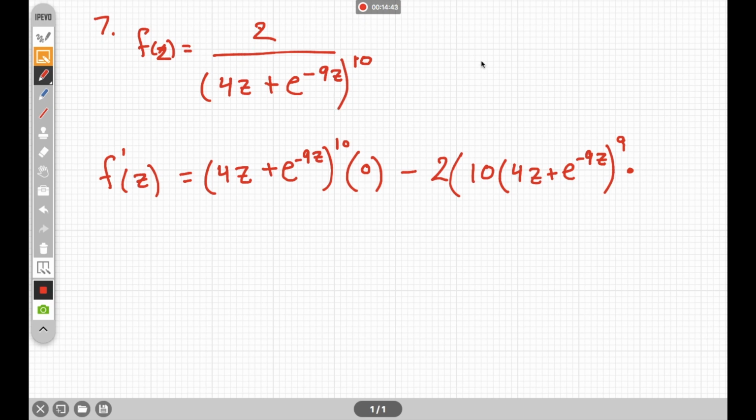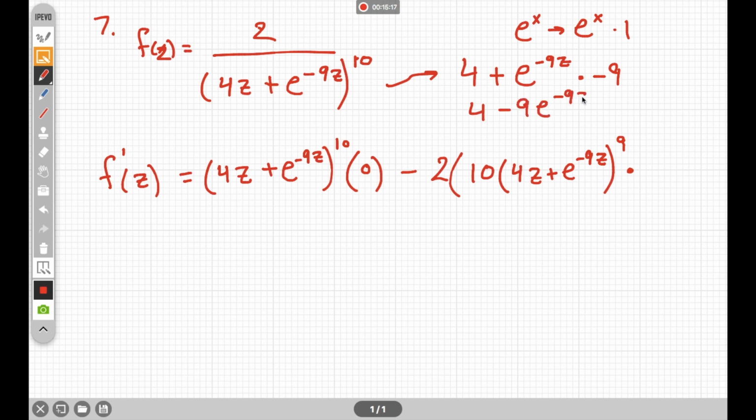So the derivative of 4z plus e to the negative 9z is 4, plus e to the negative 9z is a chain rule, because e to the x is e to the x, but we're going to multiply by the derivative of the exponent. So the derivative of e to the x is e to the x times the derivative of the exponent. In this case it is just 1. That's why the derivative of e to the x is e to the x. So in this case, we're going to keep e to the negative 9z the same, multiplied by the derivative of the exponent, which is negative 9. So we get 4 minus 9e to the negative 9z. That's going to go right here.